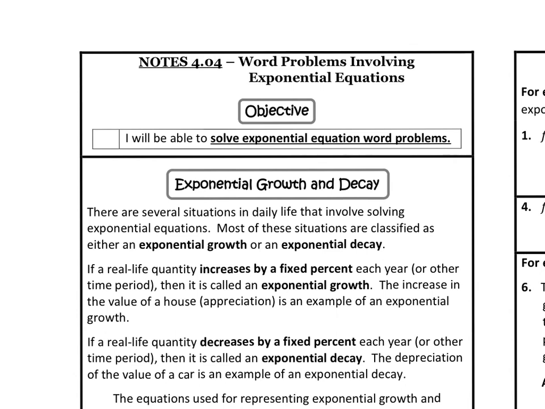Okay, so let me just read here. There are several situations in daily life that involve solving exponential equations. Most of these situations are classified as either an exponential growth or an exponential decay. If a real-life quantity increases by a fixed percent each year or other time period, then it is called exponential growth. The increase in the value of a house is an example of an exponential growth. We say that a house appreciates in value after every year that passes. So if you purchase a house, your investment should increase each year you keep that house.